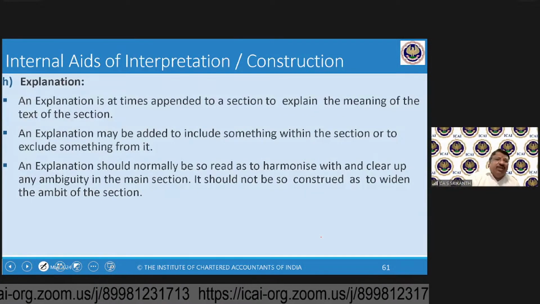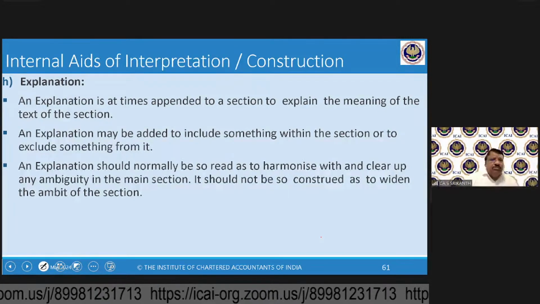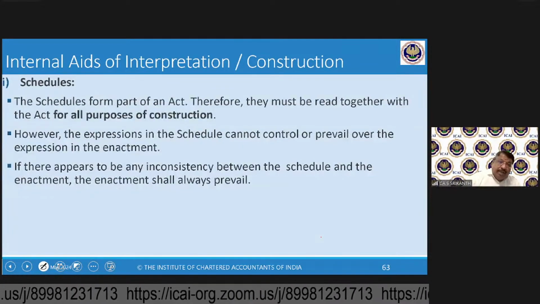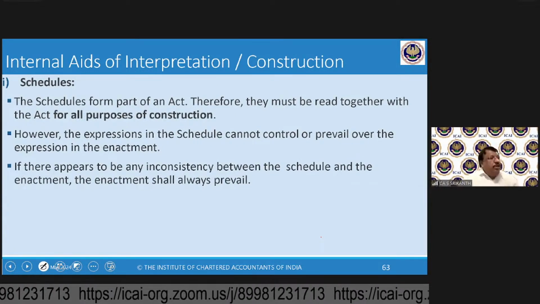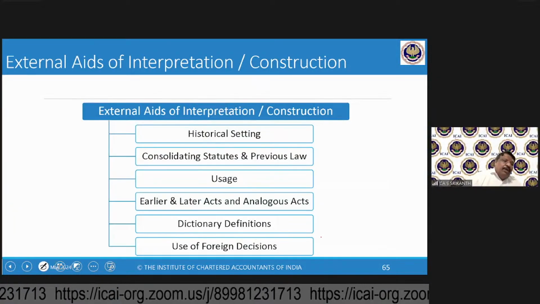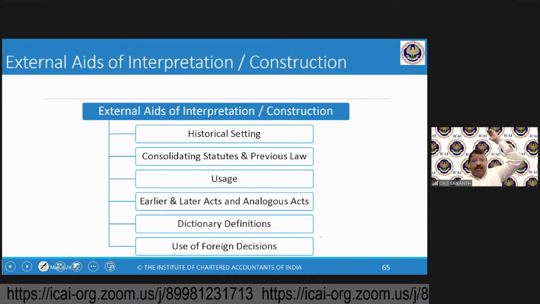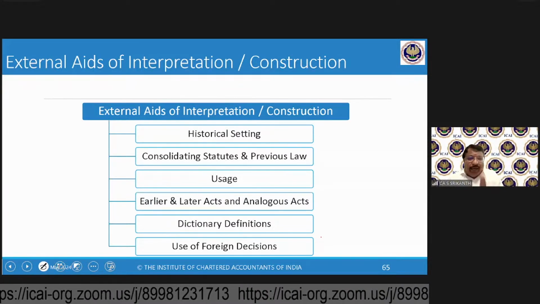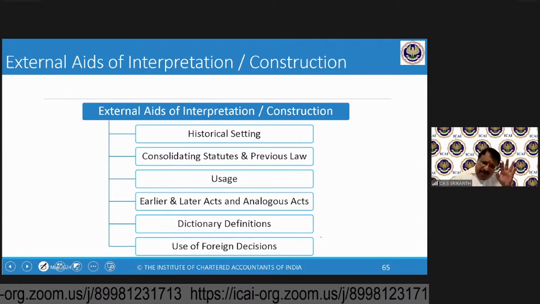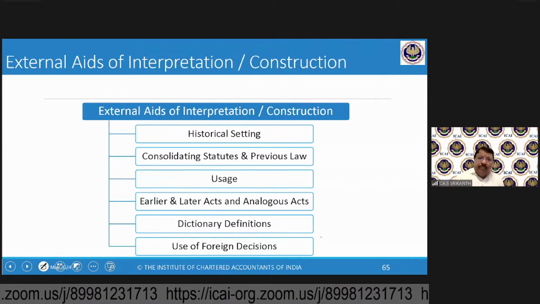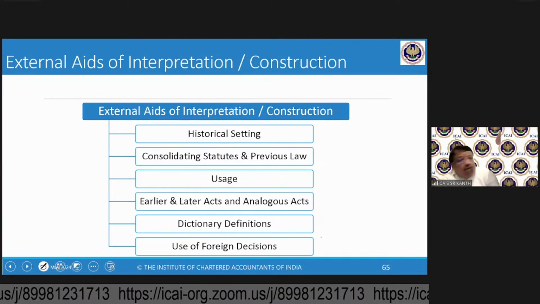Explanations are used to give further meaning to the words. So they would act the same way as the definition can be used. Schedules, okay, can be used for construction. The Companies Act of 17, all the schedules can be used. Okay, and we also have external aids of interpretation, like historical setting. See, you can go to the external aid only if the internal aid fails. If the internal aids are clear and available, you have to use only internal aid. If internal aid is not available or not clear, then and only then are you allowed to go out.